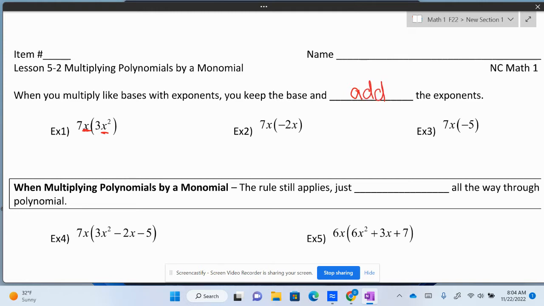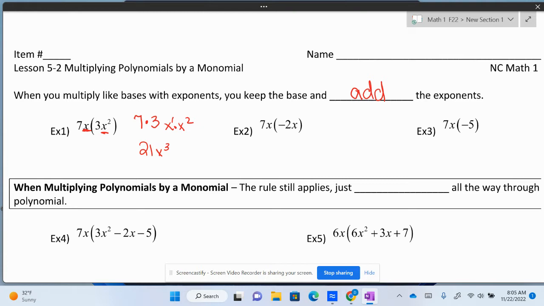So when I look at example number 1, I'm going to kind of write out what's happening. You have 7 times 3, and then you have x times x squared. Well, 7 times 3 is 21. And remember, this x all by itself has a power of 1. So the bases are the same. I'm going to add my exponents. So that becomes 21x cubed. Does that make sense? Okay.